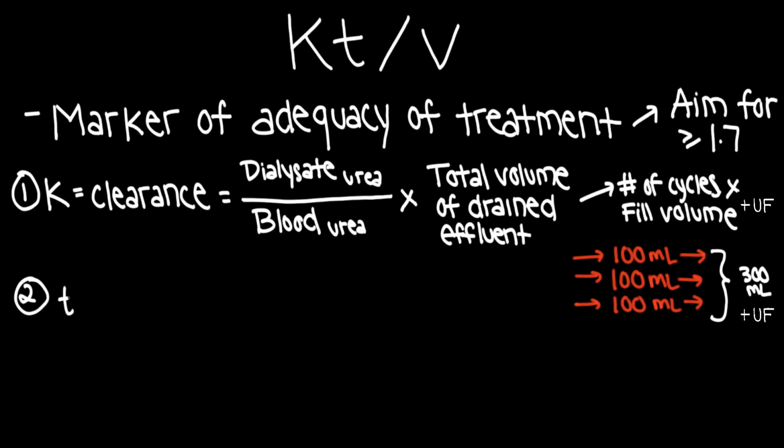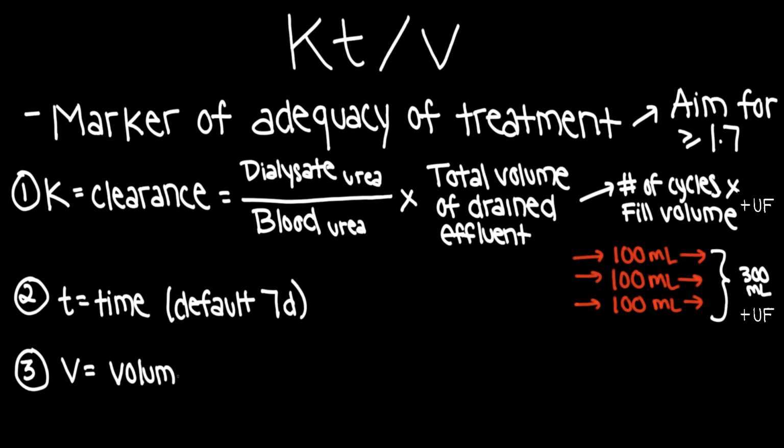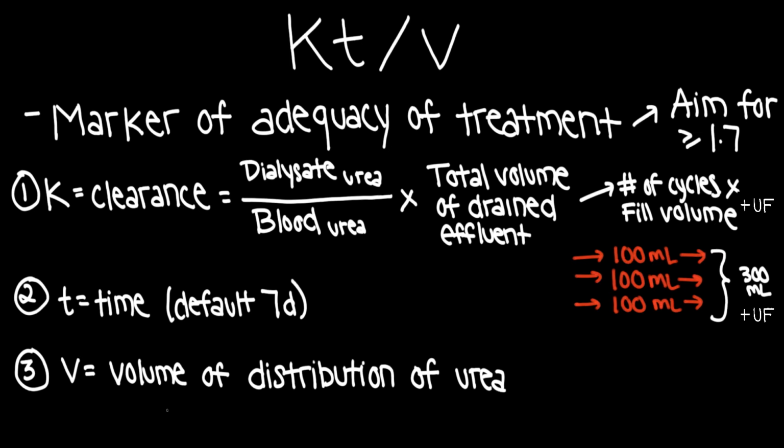Our next variable is T, which stands for time. Usually we use a default of 7 days for this variable. Our last variable is V, which stands for volume of distribution of urea, which is basically what percent of our body weight is water, which is 60%. We calculate V by multiplying our weight times 0.6.